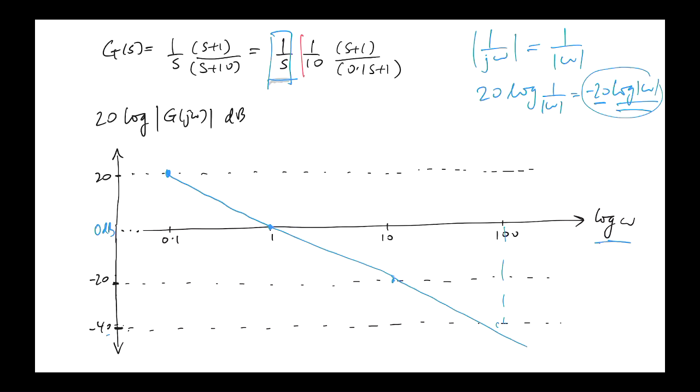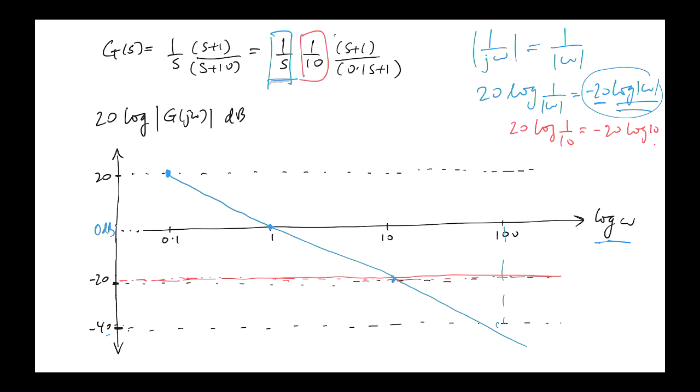Now let's look at this component here. We're just going to take 20 log 1 on 10, which is minus 20 log 10. So it'll be a line down here somewhere. Everyone's happy with that. So that next component will just be this line across here. Of course, that doesn't change with frequency. It's the same value at all frequencies.